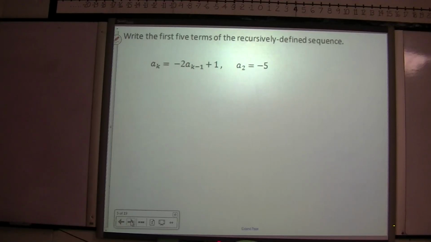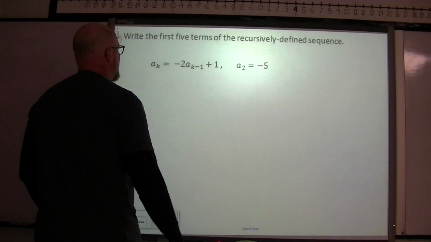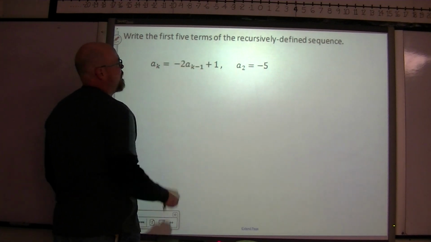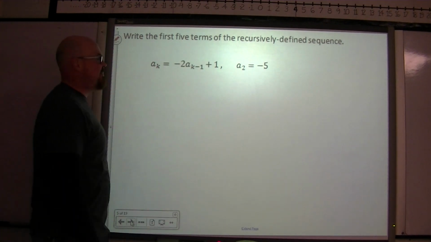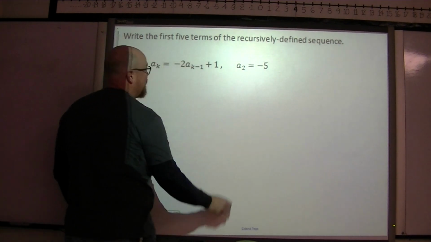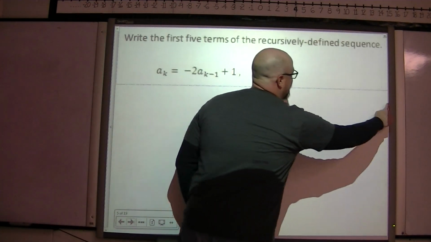Okay, recursively defined sequences. This one's a bit tricky. It says write the first 5 terms of the recursively defined sequence. Remember this rule. Let's see if I can get this. Can I get this a little bigger, maybe?